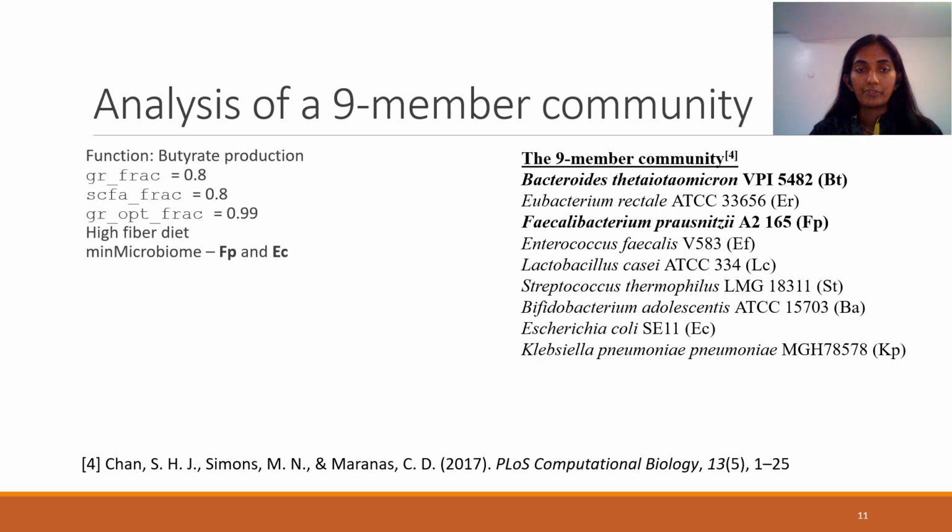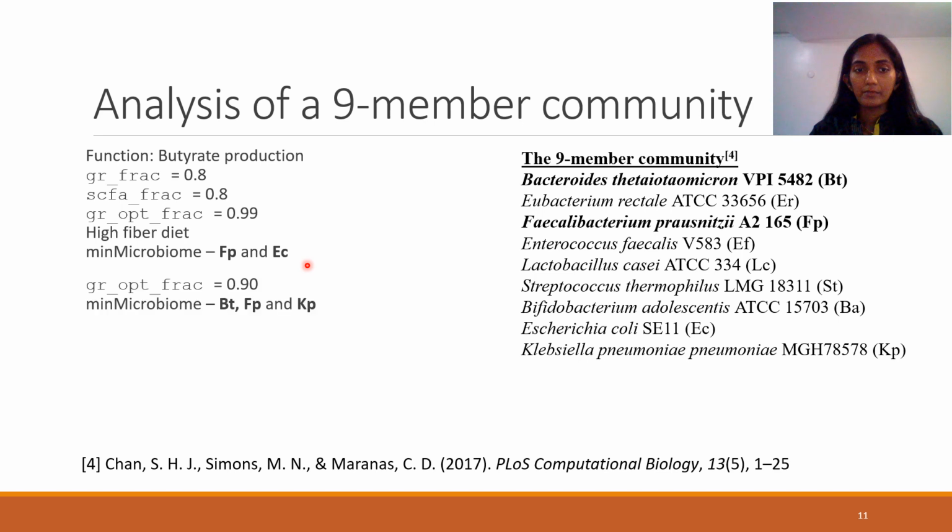Here is the result of analyzing a 9-member community for identifying the minimal microbiomes. This is the 9-member community. Among these, Bacteroides cellulosilyticus and Faecalibacterium prausnitzii are the only two organisms that are capable of digesting dietary fibers. So these are the keystone species in this community. On the functionality of butyrate production and parameters as given here, on high fiber diet, we observe that the minimal microbiome consists of FP and E. coli.